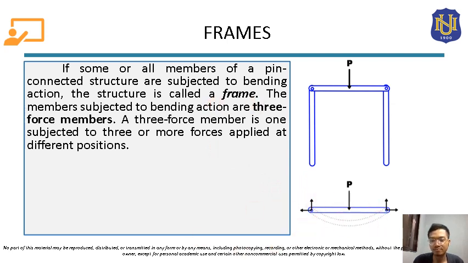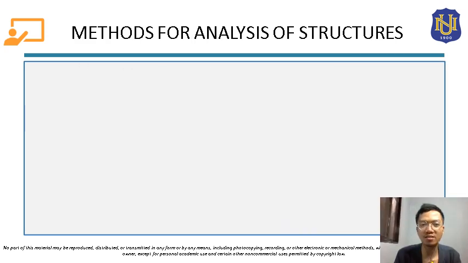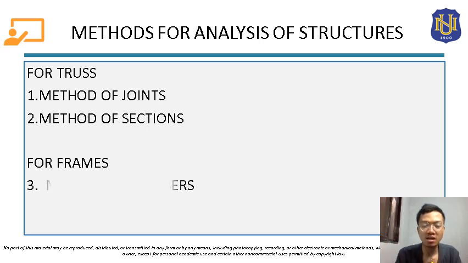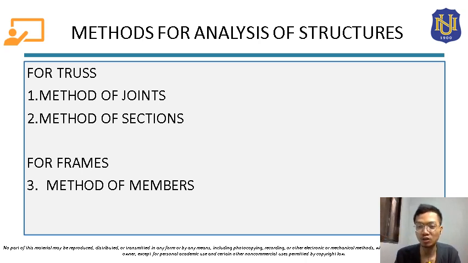So these are the different methods that we're going to use to analyze structures. For trusses, the methods that we're going to use are method of joints and method of sections, while for frames, the method that we're going to use is method of members. We will discuss these 3 methods in our succeeding discussions in detail.